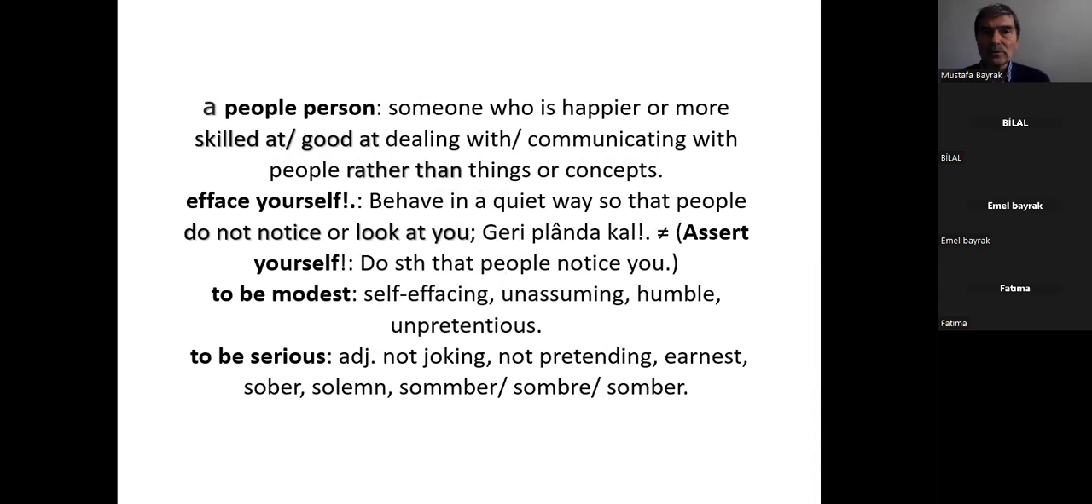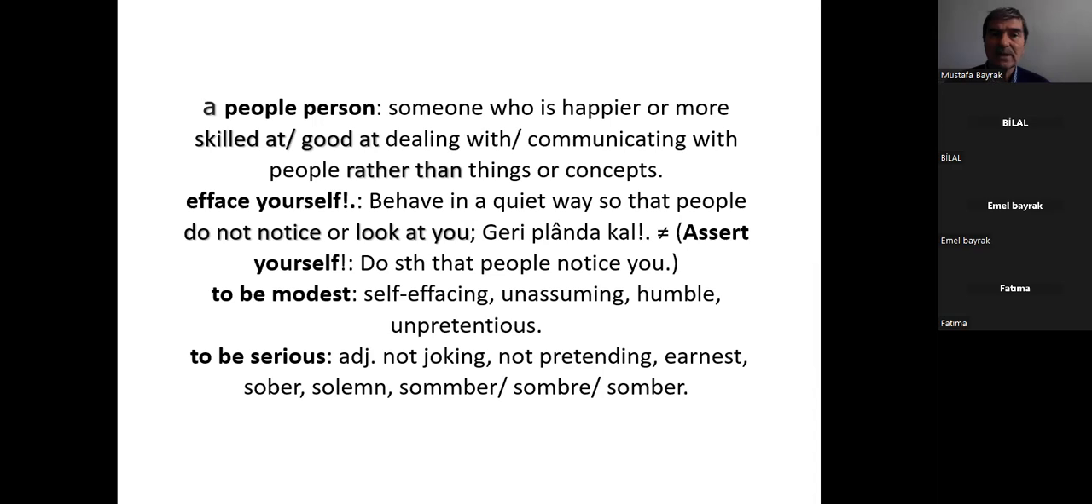A people person. Hasan is a people person, for example. Hasan is a people person. What kind of person is a people person? Someone who is happier or more skilled at, good at dealing with, communicating with people rather than things or concepts. Yes, they deal with people well.